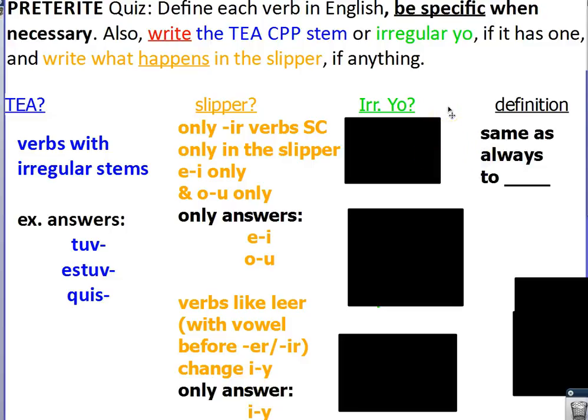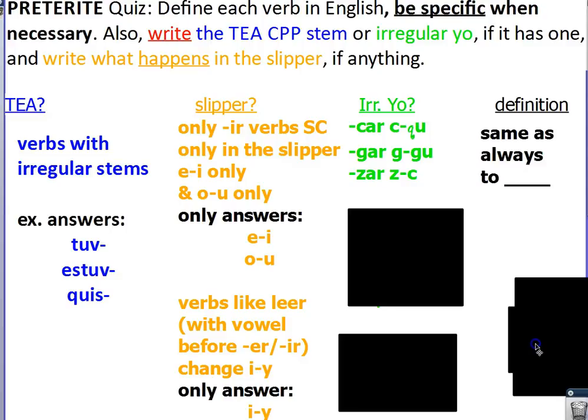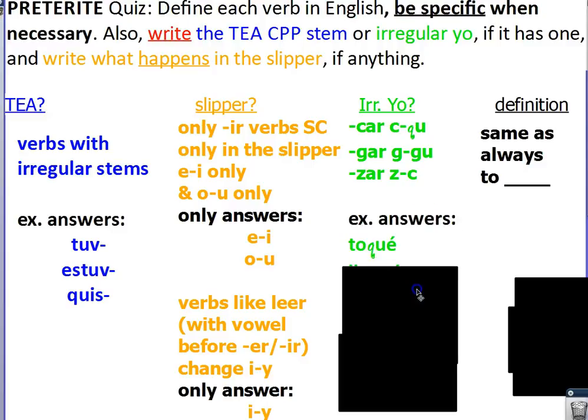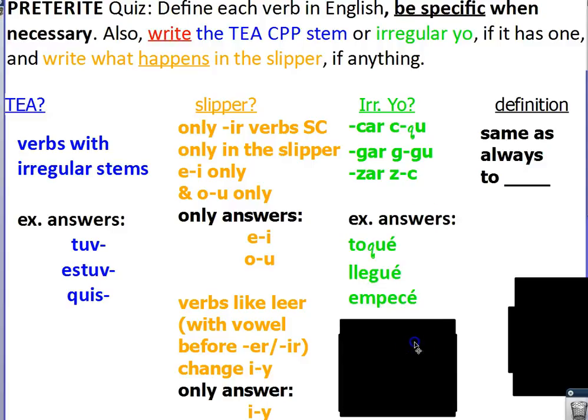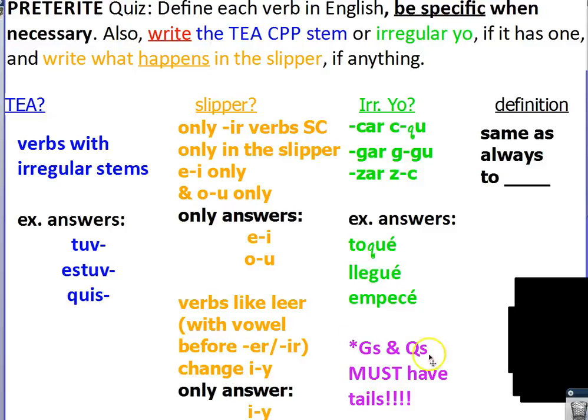And then the verb quiz will ask you, does the verb have an irregular yo? And if it does, to write it. Well, what types of verbs have irregular yos in the preterite? Car, gar, and zar verbs have irregular yos in the preterite, and we have to change the C to QU, the G to GU, and the Z to C. So in this spot here, if you have a car, gar, or zar verb, you're going to write the yo form. The directions say write the irregular yo form. So example answers are toqué, llegué, and empecé. And don't forget, G's and Q's must have tails. Your G has to have a tail going one way, and your Q must have a tail going the other way, so I can tell which letter you meant to have.